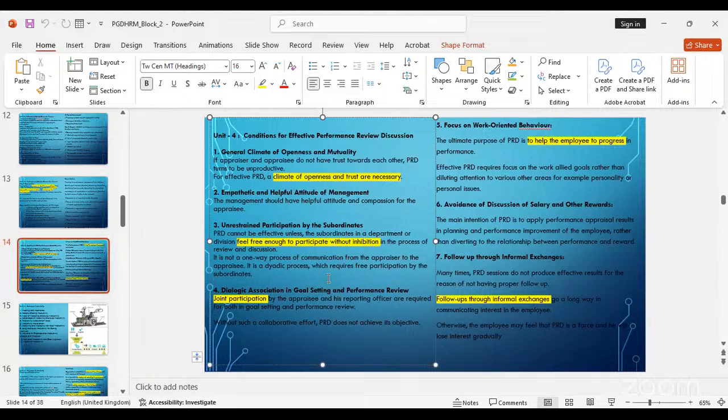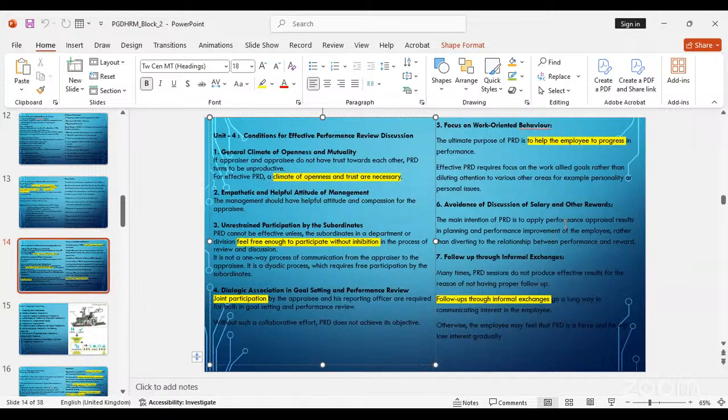Then dialectic association in goal setting and performance review. Participation is required by both the parties. So here the participation should be mutual and joint participation, then it makes it more effective.